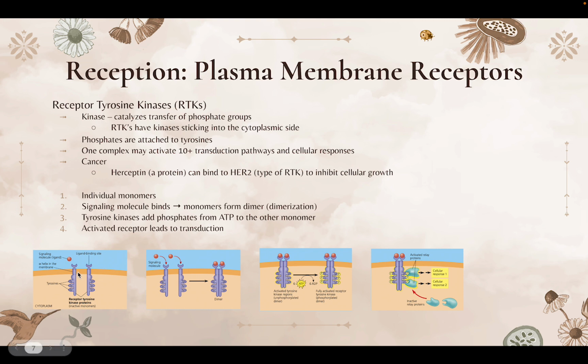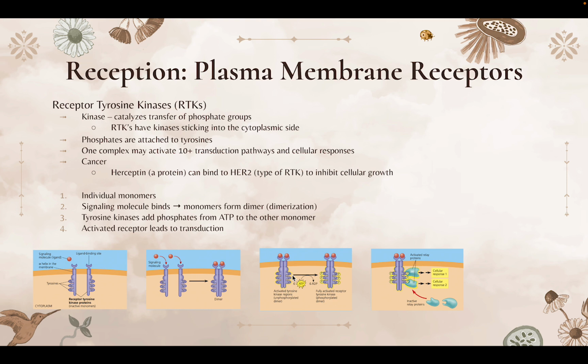So you start out with your individual monomers, and then your signaling molecule binds. And then what happens is these two monomers form a dimer. So they join together, right? This is what a dimer is. It's two monomers together. And what's going to happen is the receptor tyrosine kinases are going to phosphorylate each other's tyrosines. So this is pretty cool.